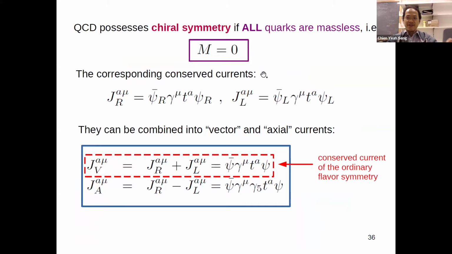And then if chiral symmetry is there, then there are corresponding conserved currents known as the right-handed currents and the left-handed currents. And then you can add them linearly to form the so-called vector currents and axial current. And the vector current is nothing but the conserved current of the ordinary flavor transformation that we mentioned just now, the SU(2) version, which is isospin, and the SU(3) version, which is less ideal. While the axial current is a new thing, which we haven't mentioned before.